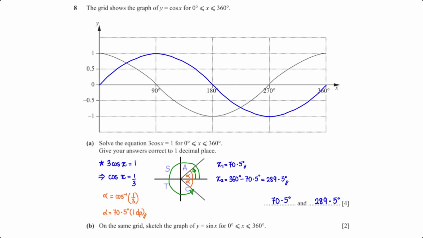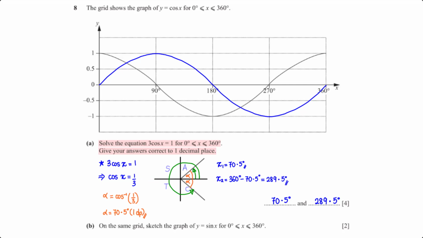The grid shows the graph of y equals cos x for x greater than or equal to 0 degrees and less than or equal to 360 degrees. Solve the equation 3 cos x equals 1 for x greater than or equal to 0 degrees and less than or equal to 360 degrees. Give your answers correct to 1 decimal place. When we make cos x the subject of the equation, we get cos x equals 1 over 3.